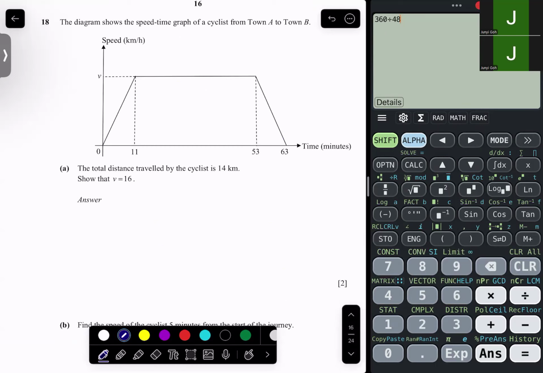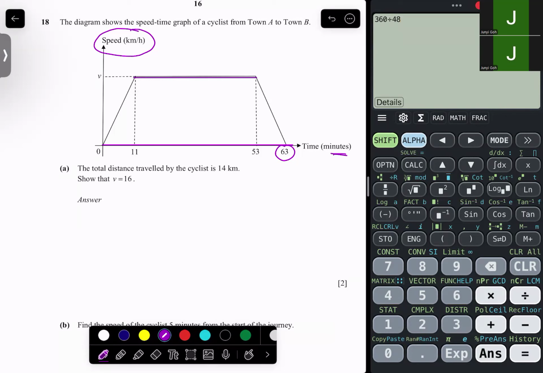Question 18, speed-time graph. The diagram shows a speed-time graph of a cyclist from town A to town B. The total distance traveled by the cyclist is 14 km. Show that V equals 16. Okay, so this one is a trapezium, from 0 to 63. But this 63 is in minutes, and this graph is in kilometers per hour. So there's something to take note of first. Now, although we want to find the area, all right.